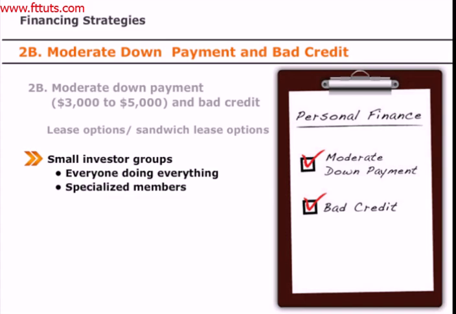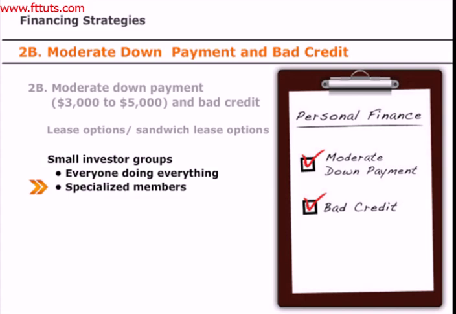There are 2 ways you can structure working with small investor groups. The first is where everyone in the group is involved with everything. Everyone helps finance the property, everyone helps find it, fix it, and sell it. This is a good option if no one has a lot of money, but everyone has similar goals. The second option is where you select a group of members who are specialized in certain areas. For example, one member may have more money to contribute, someone else may have repair skills, and another may have marketing skills. This is a good option if you have a specific skill but not a lot of money.